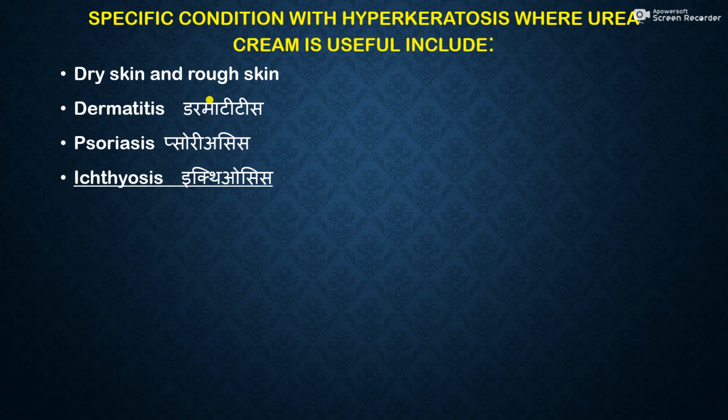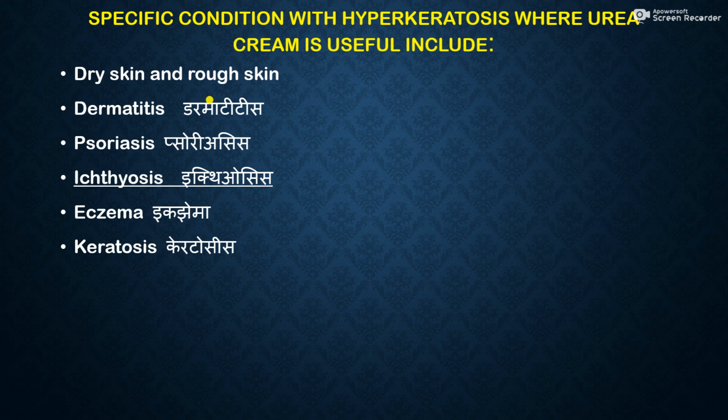Psoriasis is one disease of the skin. For psoriasis, creams having urea as an ingredient are used. Ichthyosis can be cured by using urea-containing creams. Then eczema is one very well-known skin disease in human beings. Eczema can be treated using creams having urea as one of the important ingredients.